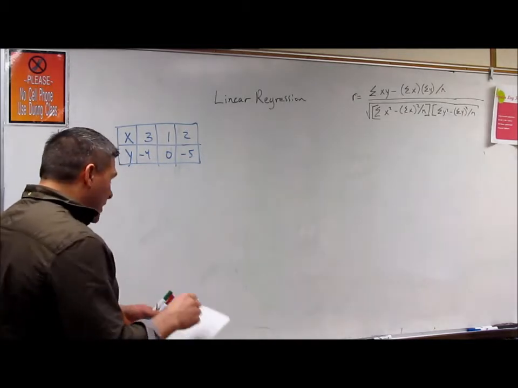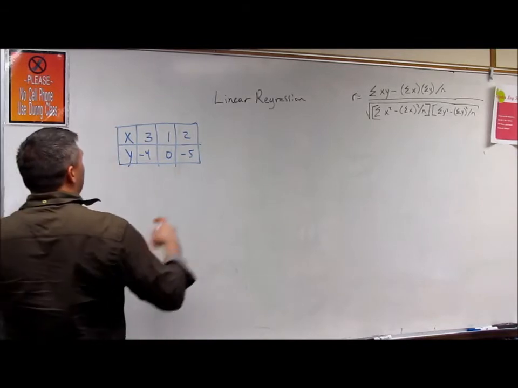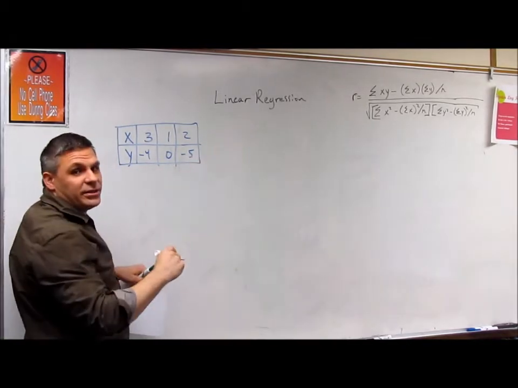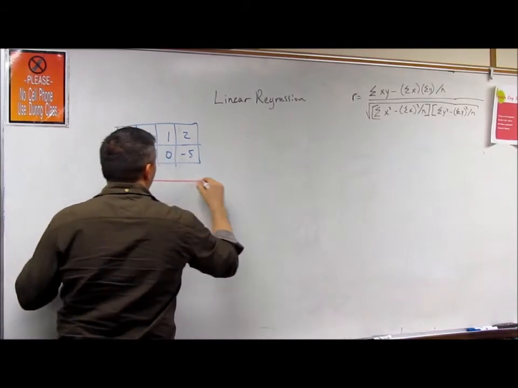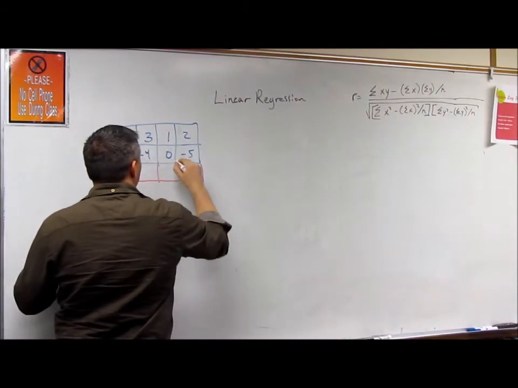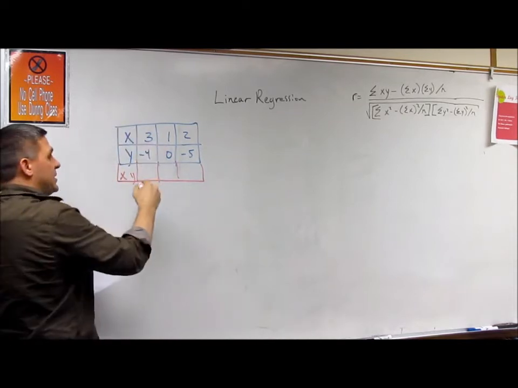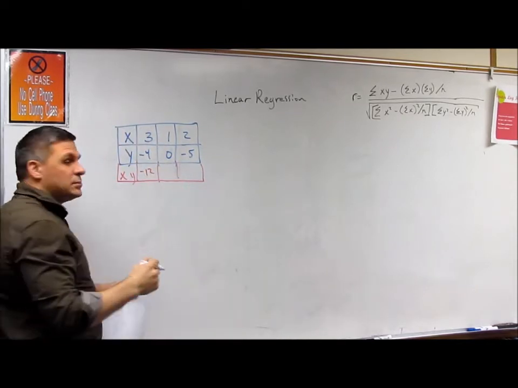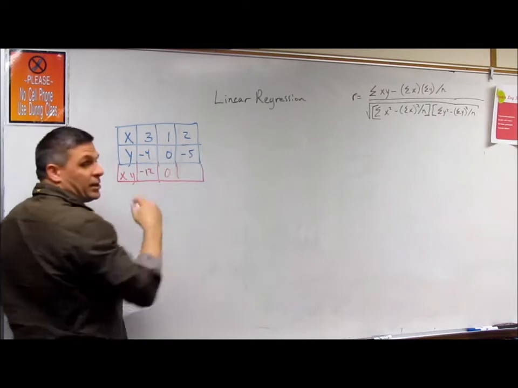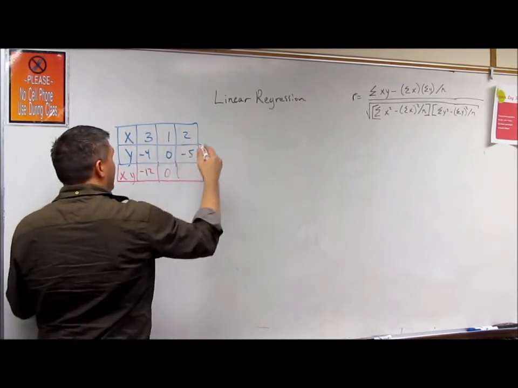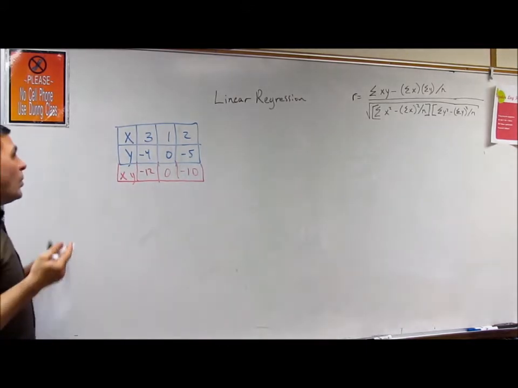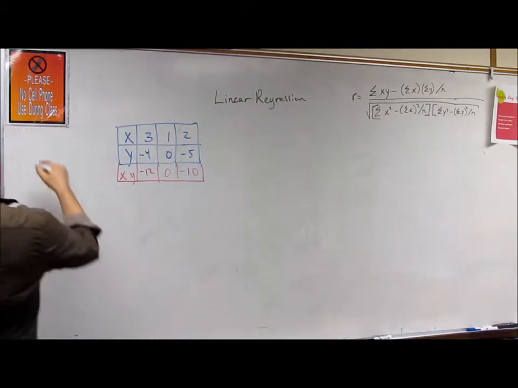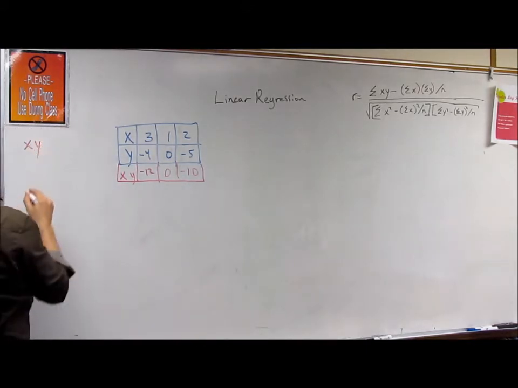So one thing I like to look at is, it asks me for the product of x times y, right? So let's make an area where we have the products of x times y. And that's really easy. It's just this times this, which is -12. Or this times this, which is 0. Or this times this, which is -10. So that's easy. What else do I need? So let's label everything we need. We need x times y.